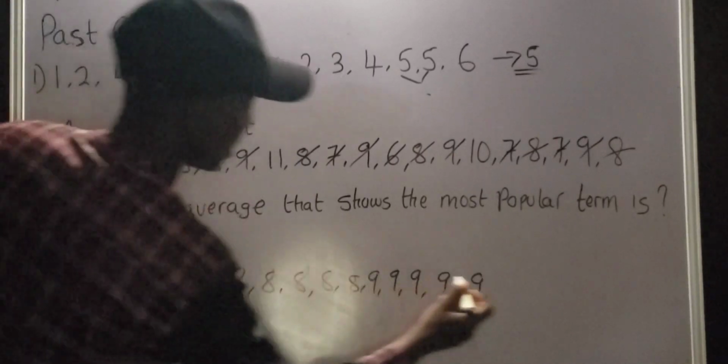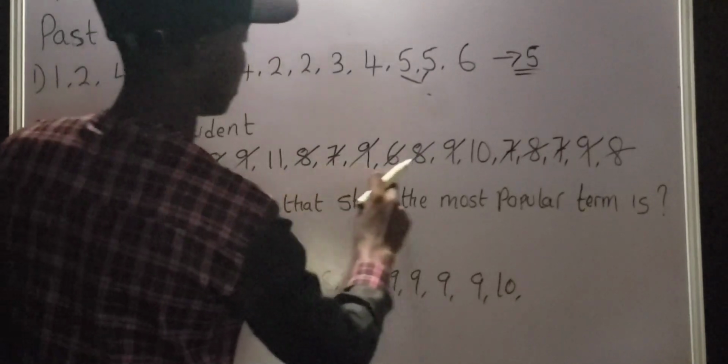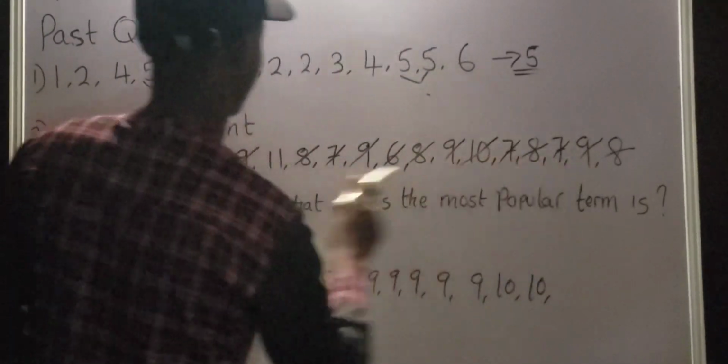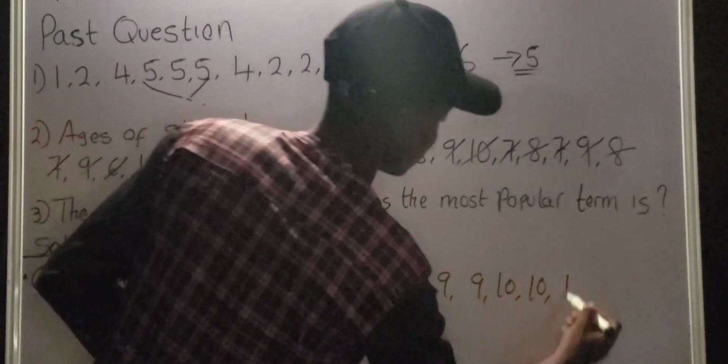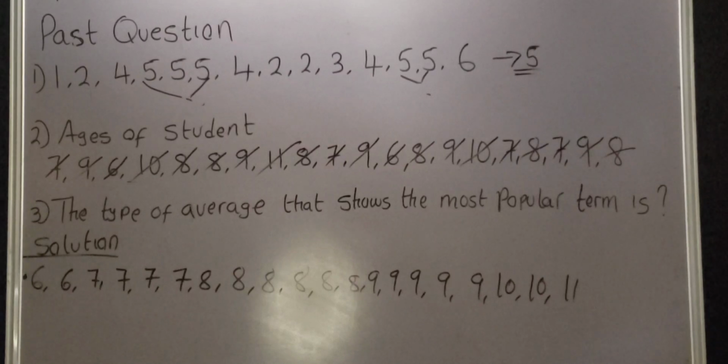So followed by 10. So one 10, 10. Is there another 10? I have another one here, 10. Then followed by 11. So I have arranged the data in ascending order. So let us determine the values among the data set that occur most. Are you getting what I'm saying? That occurs most among our data sets.